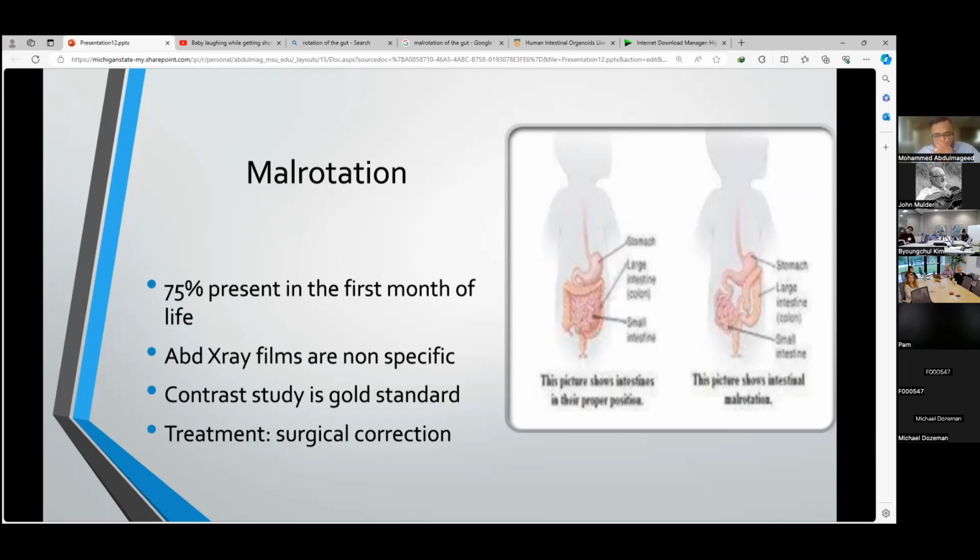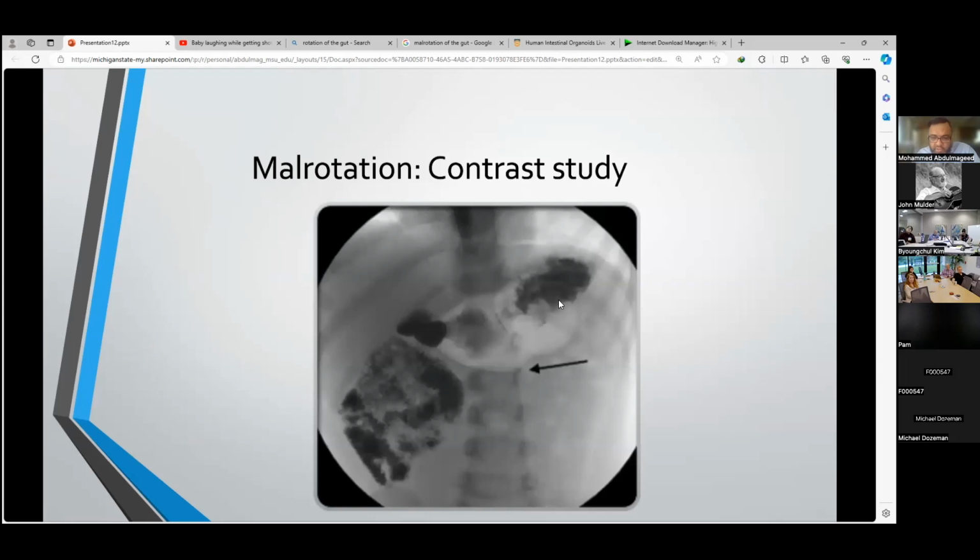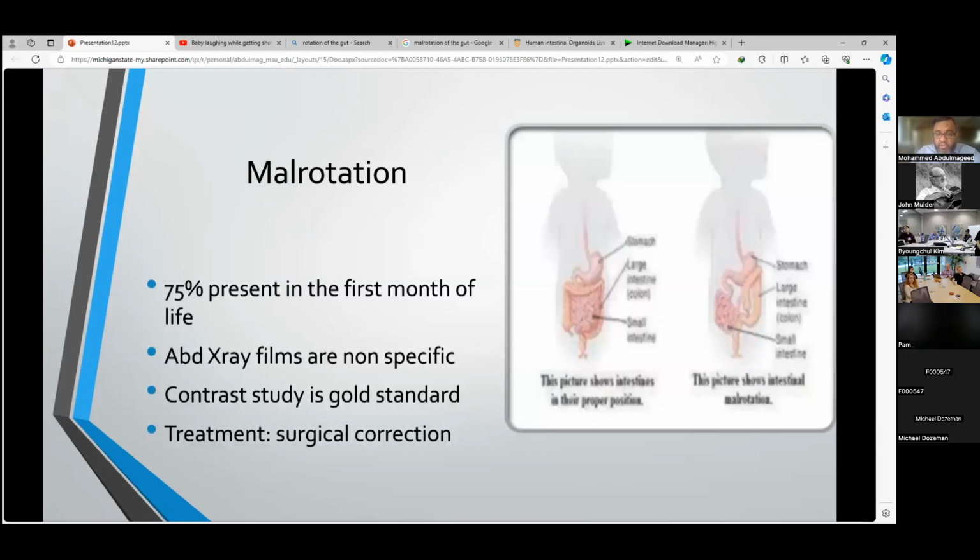The gold standard is to do a contrast study, and this is a contrast study. As you can see, there's a stomach filled with contrast, the duodenum, and then all the small intestine is located to the right. It should be going all over the abdomen here, but all the small intestine is concentrated to the right. This is a case of malrotation, and this can cause bilious emesis. If not discovered early, it can cause intestinal obstruction, intestinal necrosis, sepsis, and eventually, unfortunately, death. Treatment is basically gut decompression initially, but it has to be taken for surgical correction within 1 or 2 days maximum.